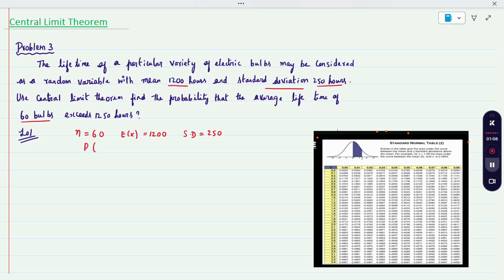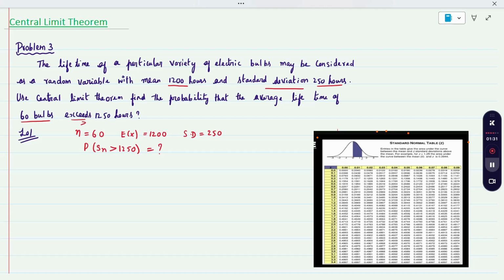So Sn is asked to be greater than 1250. So what is the probability asked in this question? Now check my previous video. I have done it with the same concept, only with a different set of formulas.